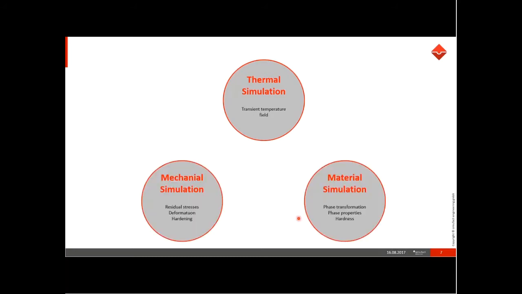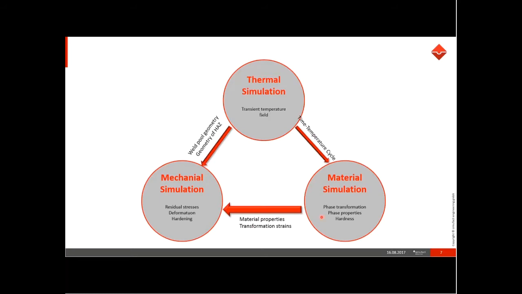So a thermal simulation is also very easy to connect to the other three types of simulation. They all can be accomplished within an FEM code. For instance, when you use the equivalent heat sources, you get a time temperature cycle from the transient temperature field that can be used as the input for the material simulation, where we can calculate phase transformation, the phase properties, and things like hardness. You also get the weld pool geometry and the geometry of the heat affected zone, which is important to simulate deformations, hardening, and residual stresses in the mechanical simulations.